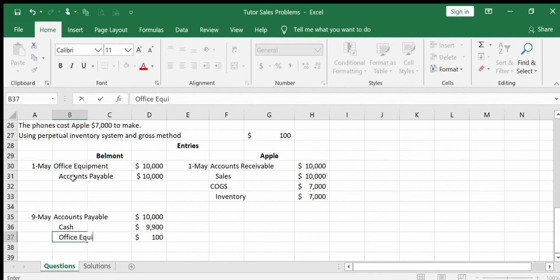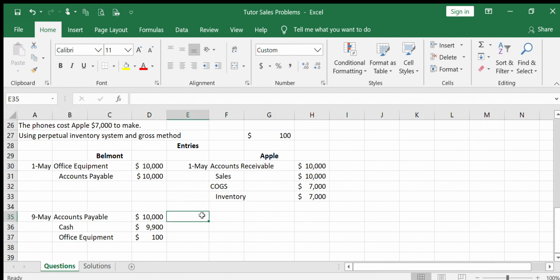And this might seem a little strange, but the reason why we're doing that is whenever we buy something, we put it into our asset balance as what we paid for it. So if we paid only $9,900, then it should not go into our account balance as $10,000 worth of phones, because really we only paid $9,900. So we're crediting the office equipment by 100 so that the office equipment total balance is $9,900.